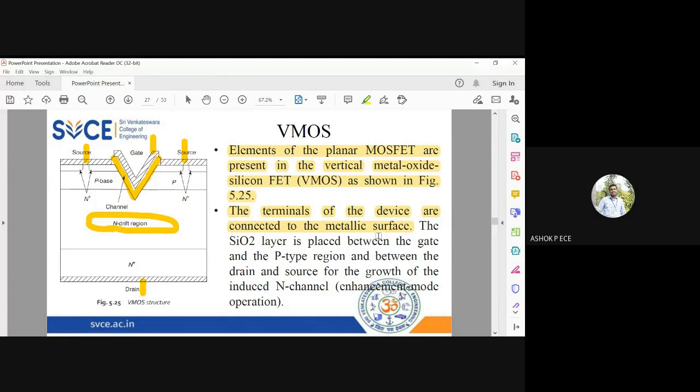Silicon dioxide is placed between the gate and the P type. So below the gate region, you have the layer of SiO2, which is going to act like an insulating region. Between the drain and the source, you have an induced N channel, which means that it is going to be the enhancement mode of operation. If you have a P channel, it's going to be the depletion mode, and if you have N channel, it's going to be the enhancement mode of operation of your VMOS.